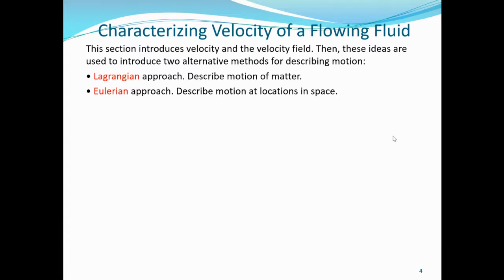Hence the Eulerian approach, which describes the motion at locations in space and assigns values at fixed locations in space, so that any particle passing through that location is going to have that given or defined property. So the Eulerian approach becomes more practical when it comes to fluid mechanics. But like I said, we are going to expatiate more on each of these descriptions later in the subsequent slides.